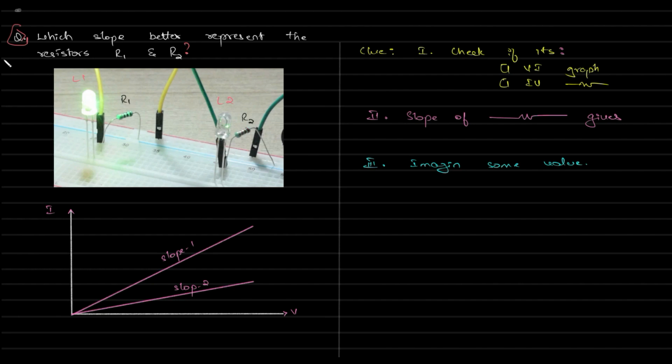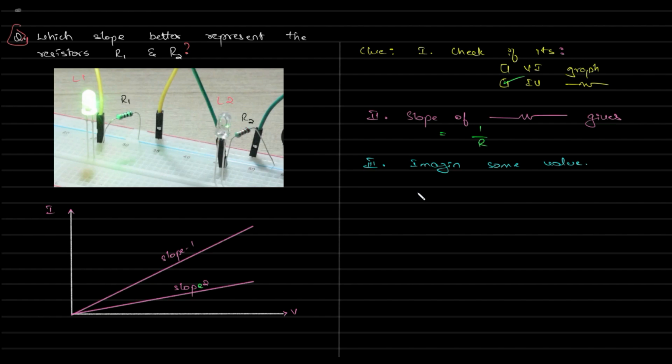Okay, done. So fill in the blanks. Check if it's an IV graph or a VI graph. So this is an IV graph, right? The slope of an IV graph gives you what? It gives you conductance, if not the reverse of resistance.